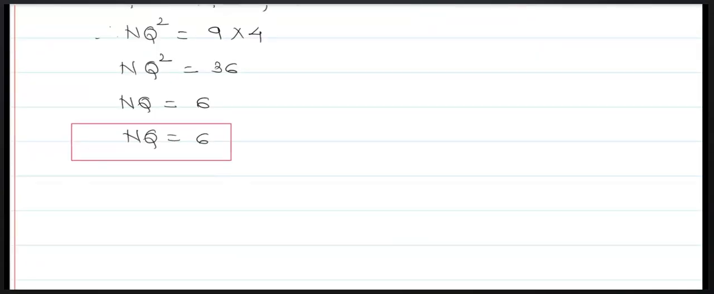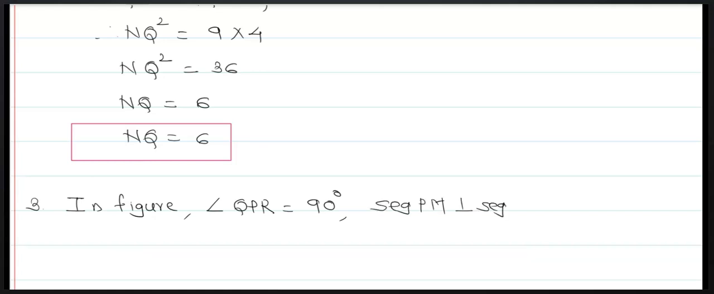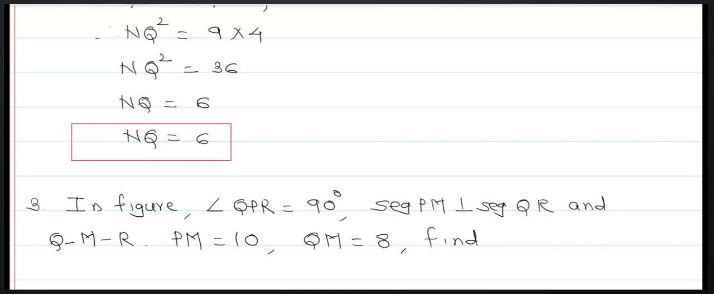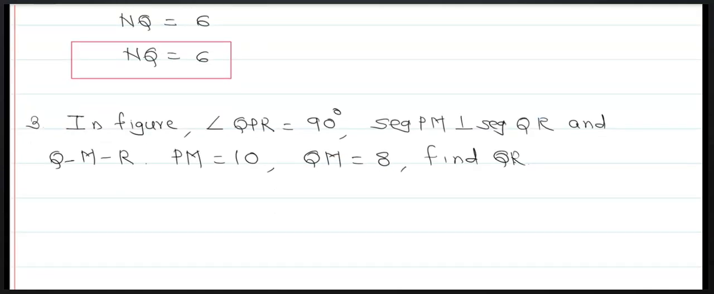Next is problem number 3. In the figure, angle QPR is equal to 90 degrees. Segment PM is perpendicular to QR, and Q-M-R. PM is equal to 10, QM is equal to 8. Find QR.